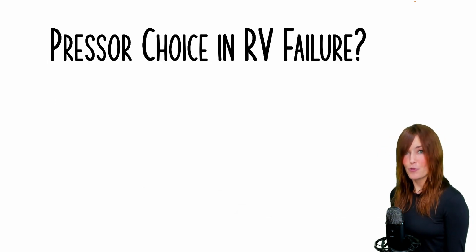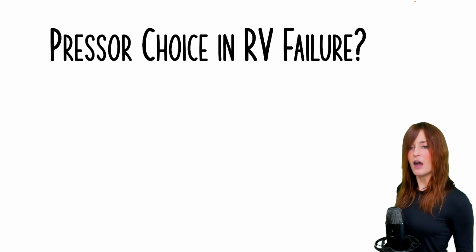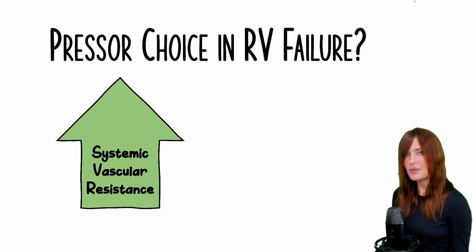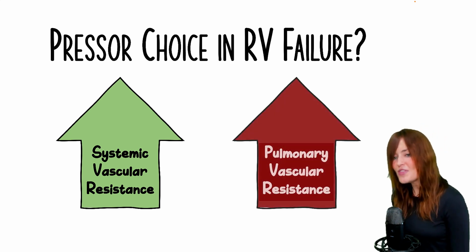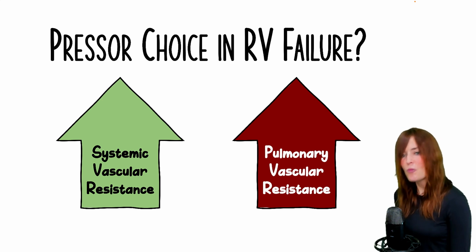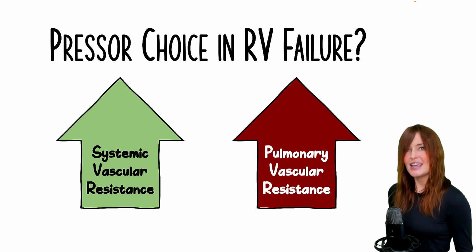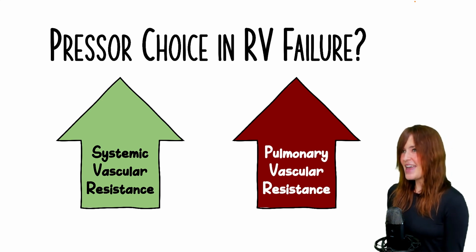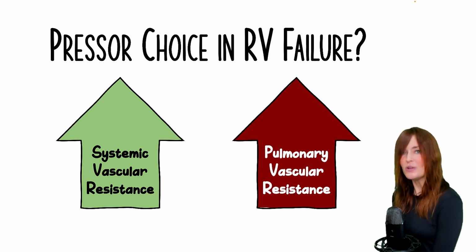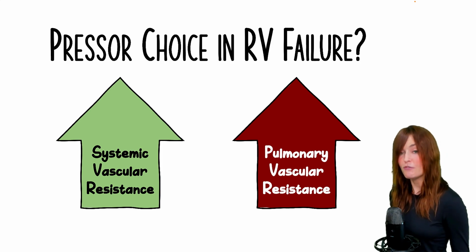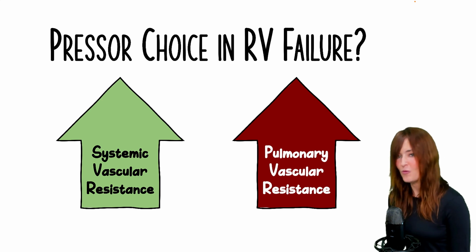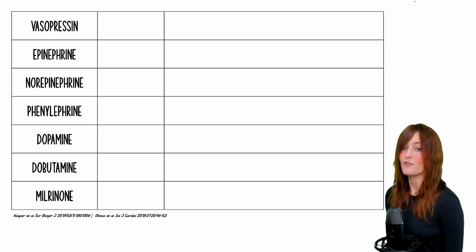If we're talking about pressor and vasoactive choice in RV failure, the underlying principle is this. You want something that's going to support and bring up your systemic vascular resistance without constricting your pulmonary vessels. What you don't want to do is increase your pulmonary vascular resistance, because that may be your problem in the first place, and it's not going to help you. So we need to choose a vasoactive that's going to increase our systemic vascular resistance without increasing our pulmonary vascular resistance. So let's look at our vasoactives.